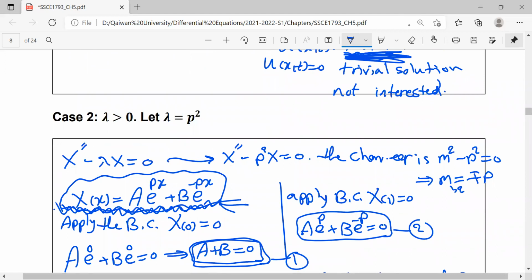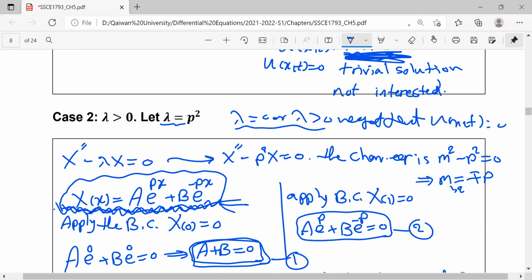From now on, if you see any heat equation, you can just write down, in a line, since u of x,t equals 0, we say for lambda to be 0 or lambda to be p squared, greater than 0, we get that u of x,t is 0, which is a trivial solution and it's not interesting. You just need to write down that.